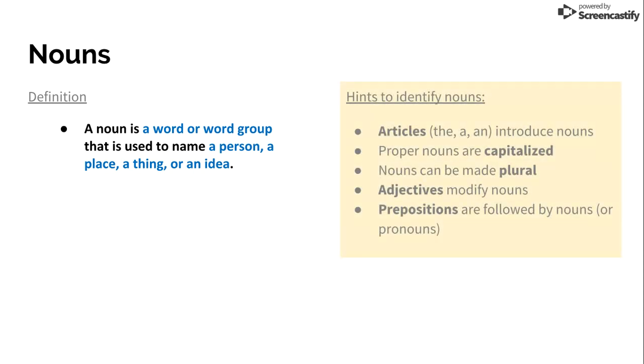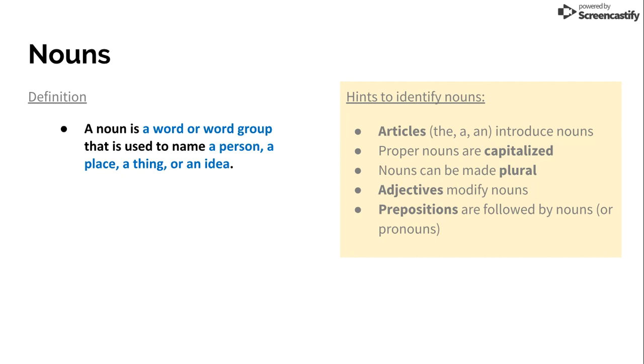If you see one of these small words, the, a, or an, those are called articles, and those are used to introduce nouns. So they might not directly precede the noun. You might have a word in between. For example, the spotted dog, but the indicates that there's a noun coming up. So that's one way to find them.